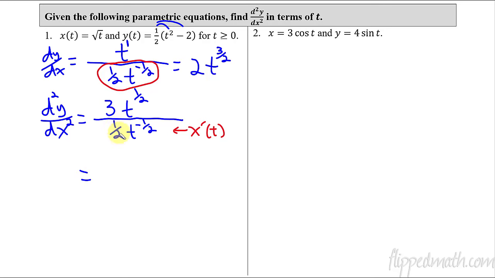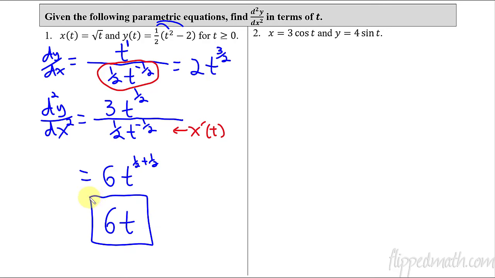Dividing by 1/2 is the same as multiplying by 2, so this becomes 6t raised to the 1/2 plus 1/2. I'm going to bring this one up there, so the negative becomes a positive and we're adding it. So the answer is just 6t, and that is the second derivative. Now, what does the second derivative let us do? It lets us find things like concavity and points of inflection. If you go back to our first and second derivative tests from Unit 5, that's what this lets us do. That's the type of problem you would usually see on an AP exam, something dealing with the second derivative, so keep that in mind.